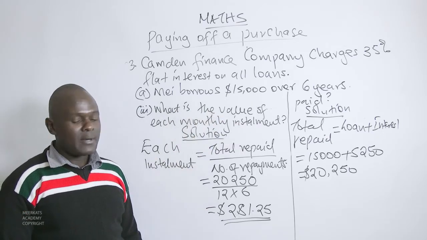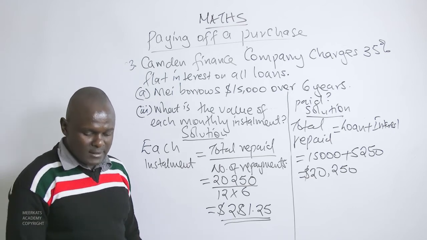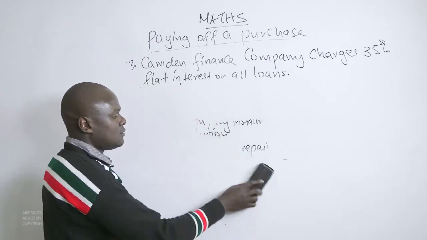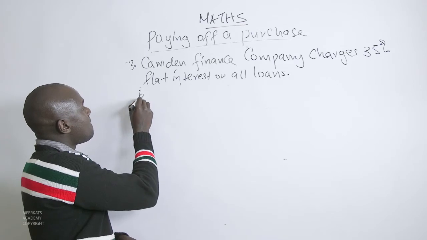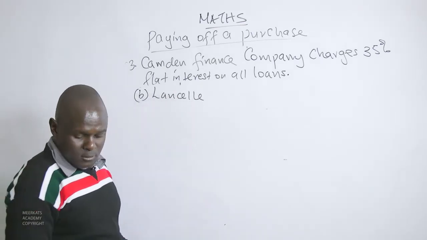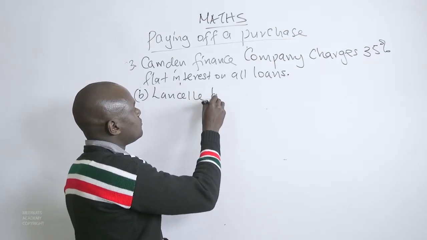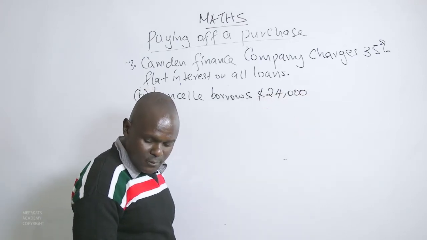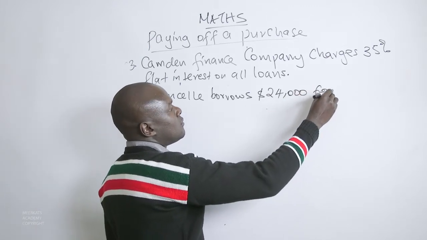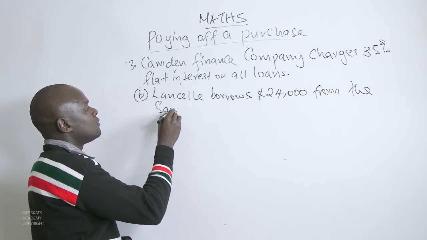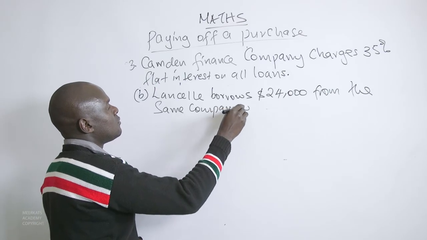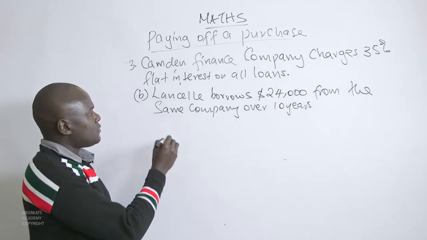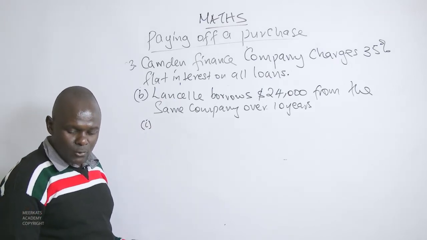Let us move on and look at the second part of this question, where we have another client by the name Lancel. We are through with May. Let us look at Lancel. Lancel borrows $24,000 from the same company over 10 years. What are the questions? We are told to calculate the interest on her loan.